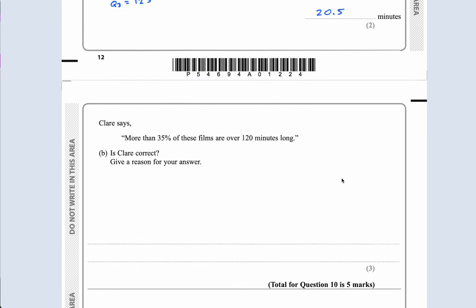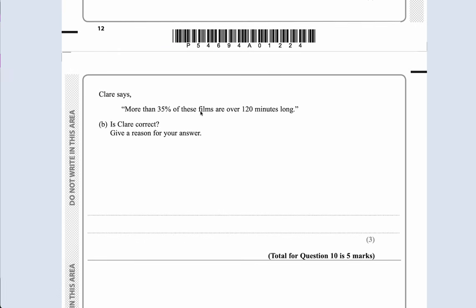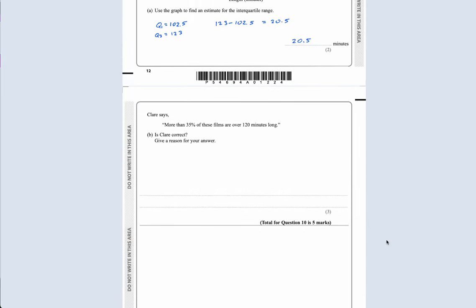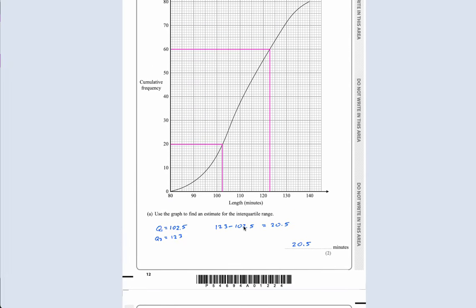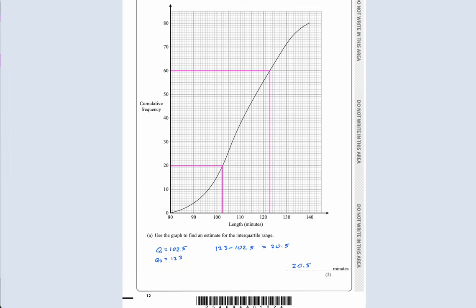Okay. Claire says that more than 35% of these films are over 120 minutes long. Is she correct? Give a reason for your answer. Okay, there's 3 marks, guys, so you can't just say yes and expect to get 3 marks, or no. So 120 minutes long. Let's go to 120 minutes. It is here. Now I need to draw the line up and across. So this is 55.